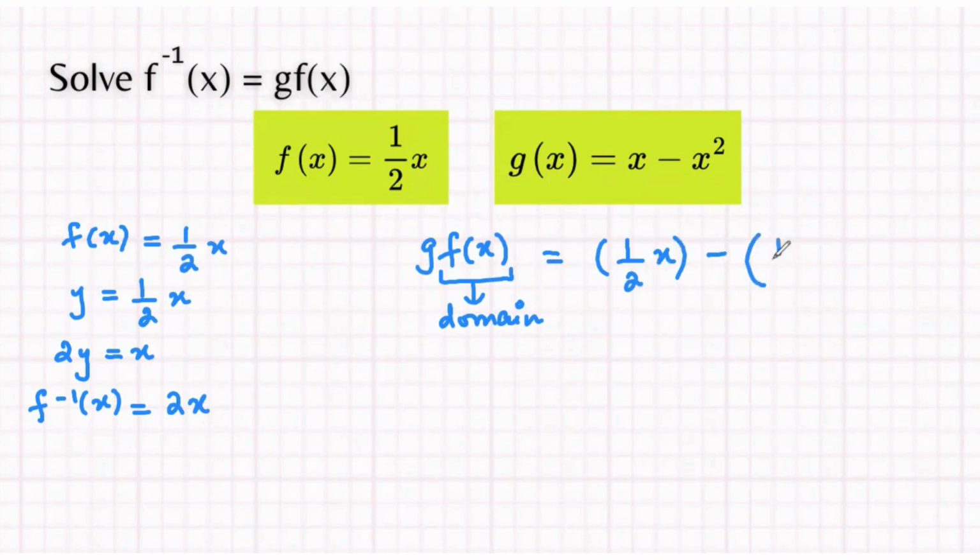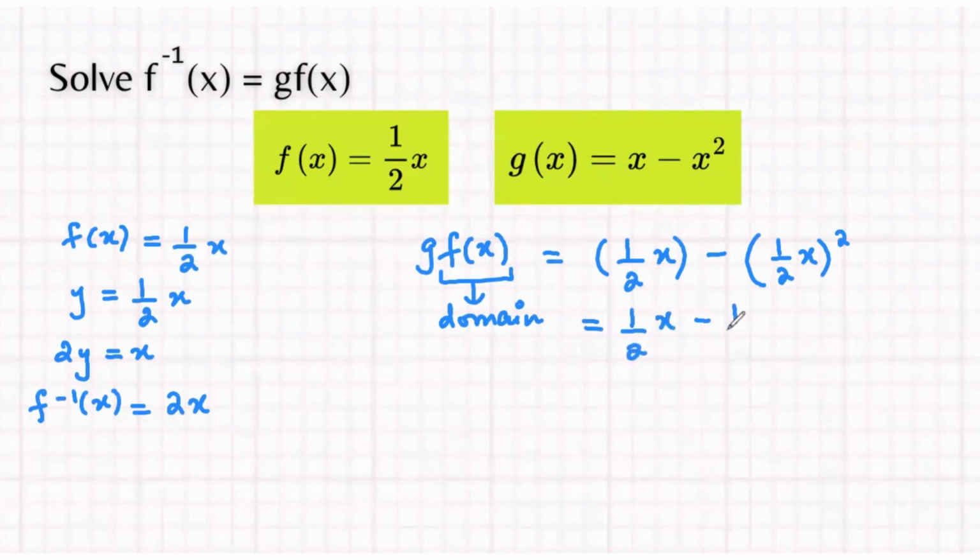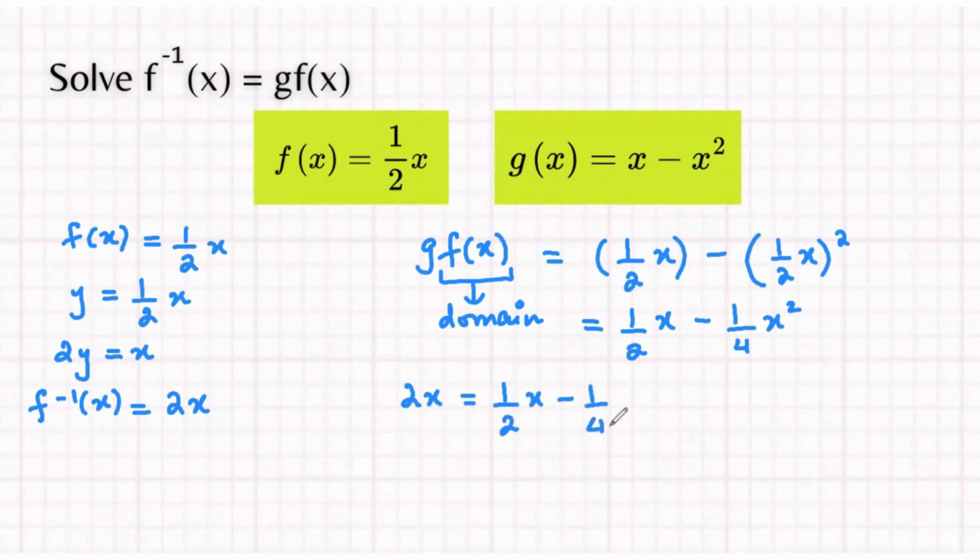And this will be 1 over 2x whole squared. So that gives us 1 over 2x minus 1 over 4x squared. We square the variable and the numbers. So they're saying solve when the inverse and the composite function are equal. So 2x equals 1 over 2x minus 1 over 4x squared.